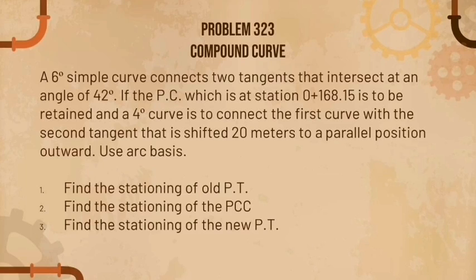So after answering the simple curve problem, we're going to answer now the compound curve problem. Problem 323. This problem came from the Visibilia book again. So let's start. A 6-degree simple curve connects two tangents that intersect at an angle of 42 degrees. If the PC, which is at station 0 plus 168.15, is to be retained, and a 4-degree curve is to connect the first curve with the second tangent that is shifted 20 meters to parallel position outward, use arc basis.